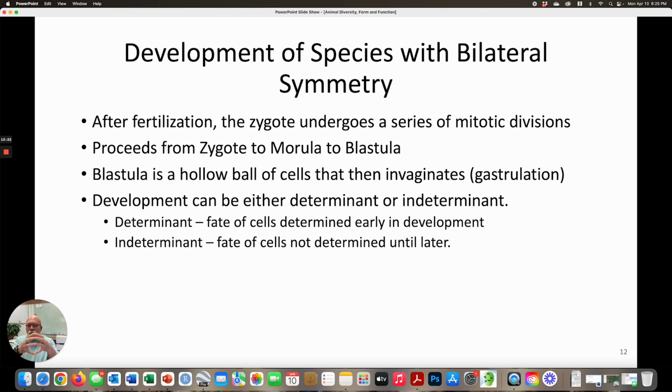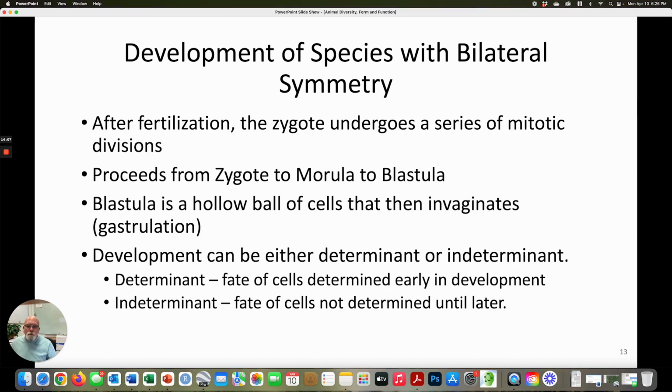But then that hollow ball of cells begins to invaginate on itself. And that invagination is called gastrulation. During this process, cells will begin to go through differentiation. They will have a fate that is determined. This cell here will become a nerve cell. This cell over here will become a muscle cell. And in organisms that have what we call determinate cell fate, the fate of the cell is determined relatively early in the development of the organism. In indeterminate fate organisms, the fate of the cells are not determined until much later in development. And so this is something of a continuum, but these would be the two ends of the continuum.